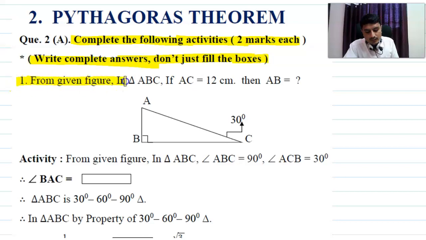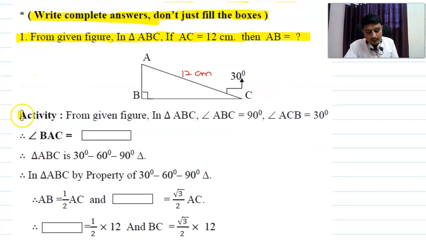Look at the first question. From the given figure, triangle ABC, if AC equals 12 centimeter. So here we have given AC equals 12 centimeter. Then AB equals to. We have been given the activities in this form. From the given figure, triangle ABC, we have angle ABC equals 90 degree and angle ACB equals 30 degree.